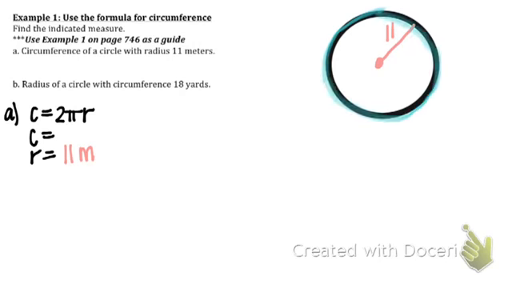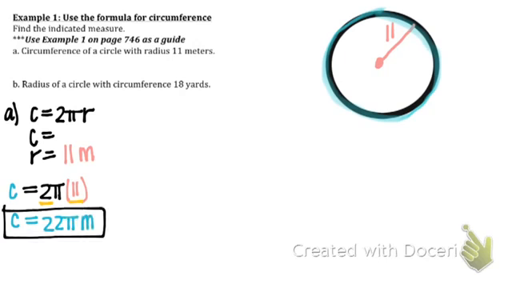I'm solving for the distance around the circle, which is the circumference. So I fill in my formula with what I'm given. C is equal to 2 pi, and I filled in 11 for the radius. Okay, so I can combine my like terms, which are 2 and 11. Since I'm multiplying, I can multiply those two numbers together. So I will get C equals 22 pi meters.